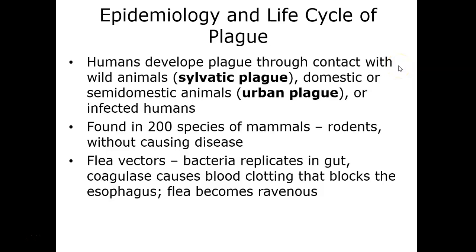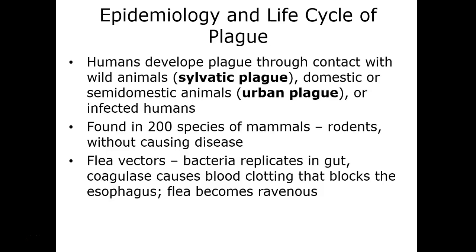So when we talk about the plague, humans can actually acquire it through contact with animals, domestic or semi-domestic, and there's about 200 different species of mammals, particularly the rodents, that are able to harbor this infectious disease. The flea is the major vector that is responsible for the spread from the rodents to humans.